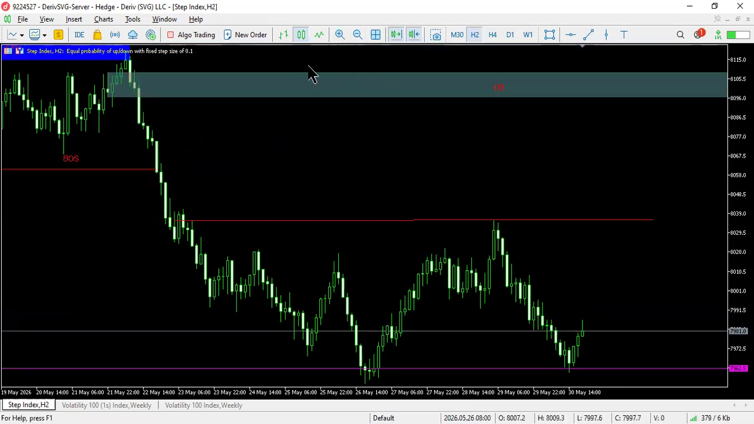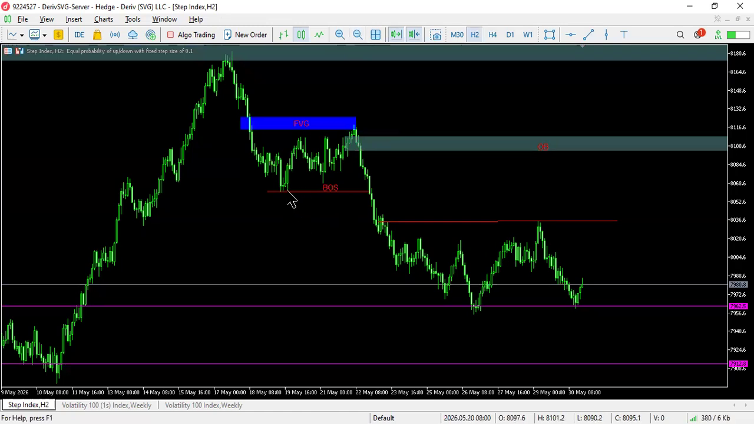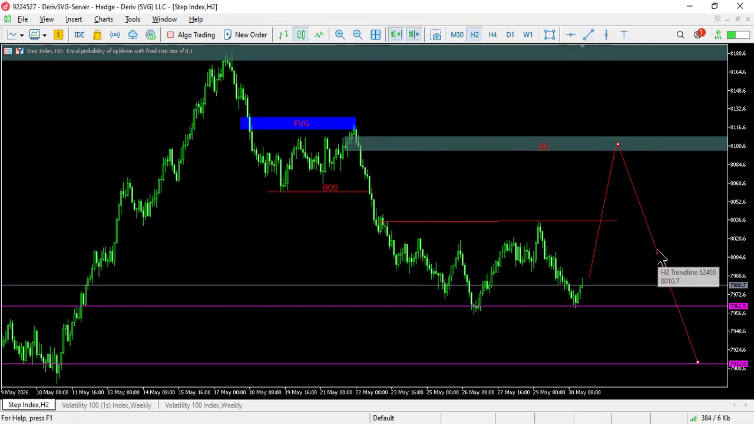So this is what I'm anticipating. I have this order block. With this unmitigated order block, I have liquidity. So I'm anticipating for price to sweep this liquidity, tap into my order block, and then give me a push to the downside. Since the Step Index market is always bearish, I'm always looking for selling opportunities in this market.